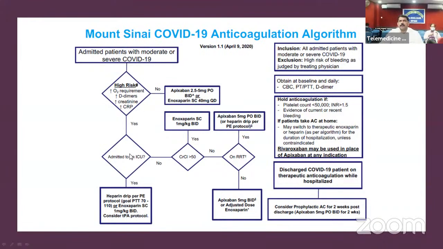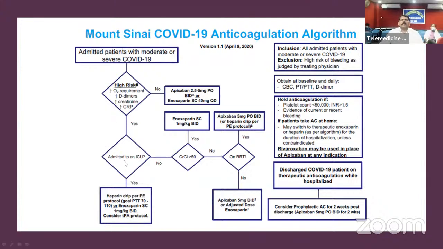For such a patient, you have to see whether they are admitted to ICU or not. If the patient is admitted to ICU, you have to go for a heparin drip. That is for pulmonary embolism. That is the PE protocol. We go for PTT 70 to 110 or enoxaparin subcutaneous 1 milligram per kg BID or 40 BID, and we consider the DVT protocol as well.